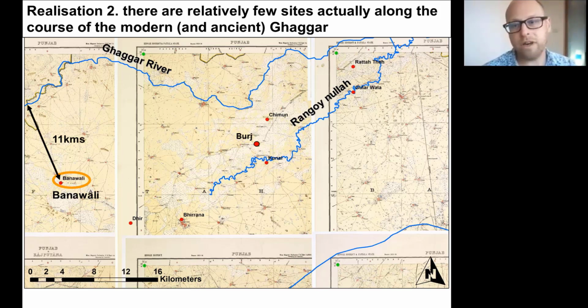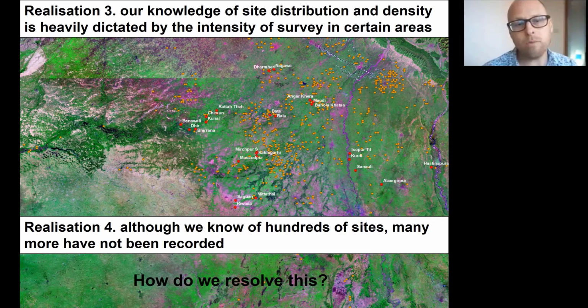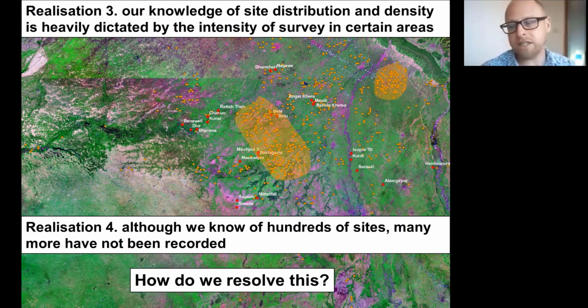We also realized that what we know about the distribution of settlement is actually very specifically influenced by where people have done surveys. So if you look on this map, it looks like we have nice concentrations of settlements in specific locations. If we highlight where the limits of the survey were, you can see that we find lots more settlements when we conduct surveys in specific locations.